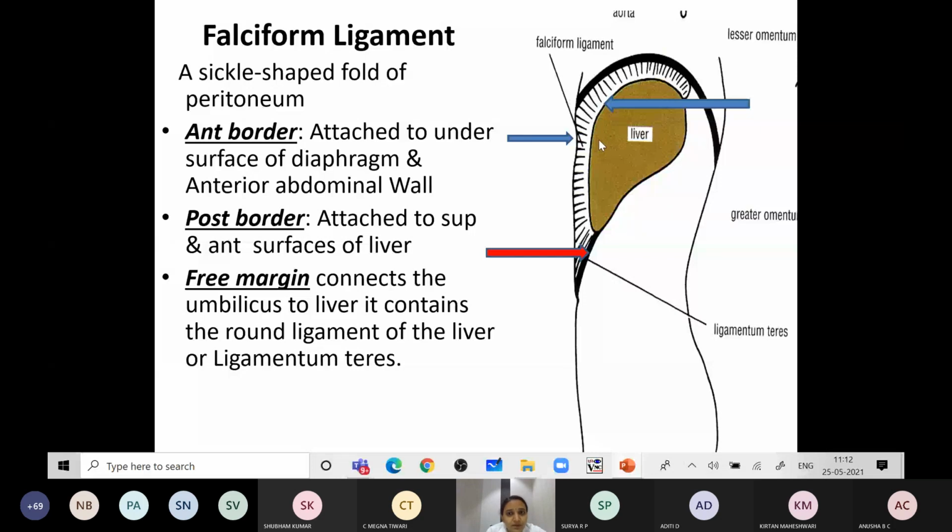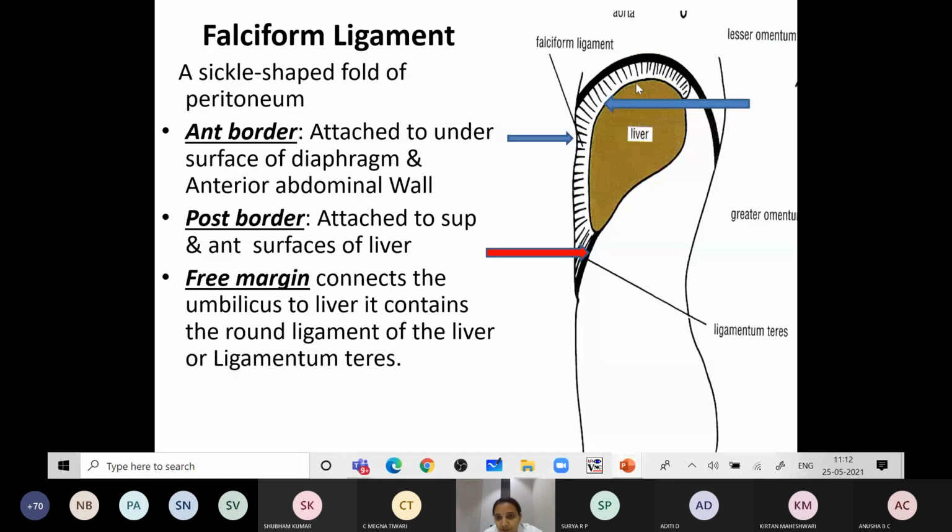The falciform ligament is a bilaminar fold of the peritoneum which extends, as seen in this sagittal section, from the anterior abdominal wall to the diaphragm and the liver. The anterior border is attached to the undersurface of the diaphragm and the anterior abdominal wall. That's the anterior border, which is attached to the anterior abdominal wall and the diaphragm.